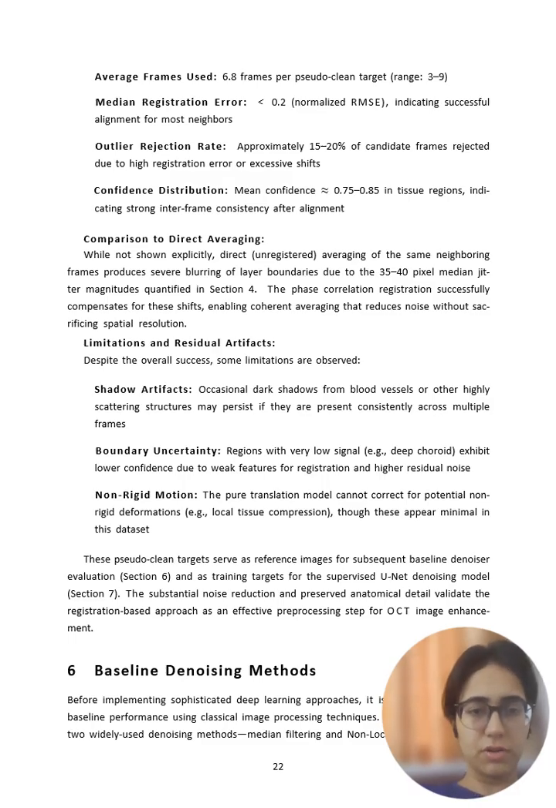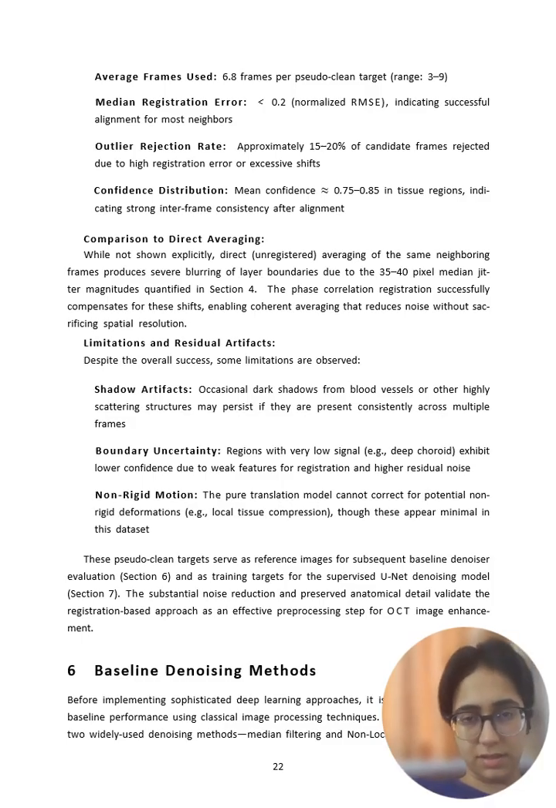The average number of frames that were used to create one pseudo-clean image was 6.8. It could have used anything from 3 to 9, so the average was 6.8. About 15 to 20% of the images were outliers and they have been removed. The confidence distribution in the tissue region is about 0.75 to 0.85, which is good.